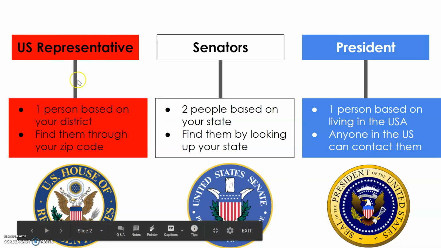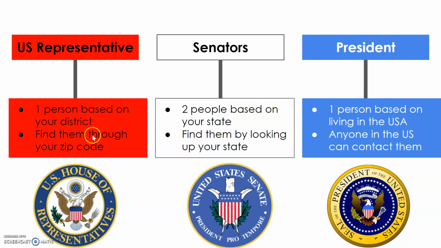Your U.S. representative is one person based on your district. You can find them through your zip code. Senators are also people you can contact. Senators are 2 people based on your state. You can find them by looking up your state. Lastly, you can contact the president. He's one person based on living in the United States, and anyone in the U.S. can contact the president.